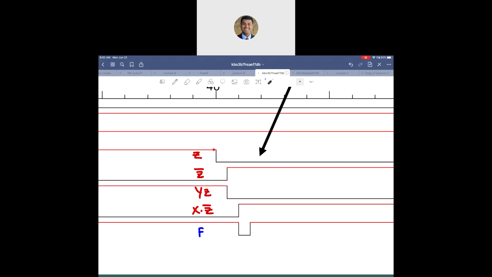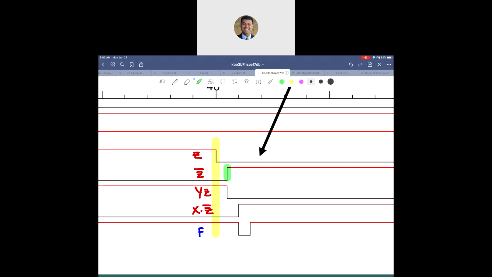Z changed from 1 to 0. Let me draw this using that time. Z changed from 1 to 0. At a slightly later time, Z prime changed from 0 to 1. But between those times, there was a time when Z and Z complement were both 0.